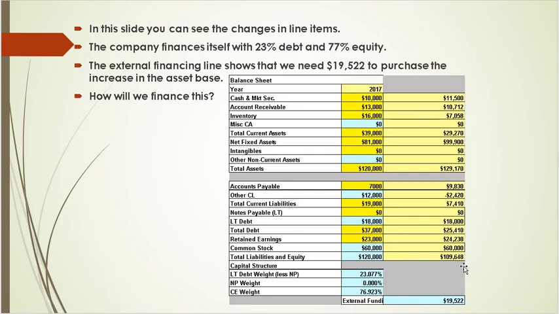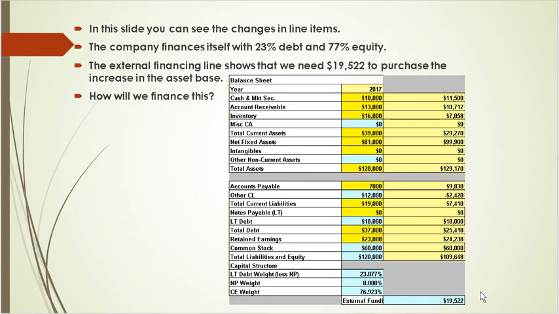And this is really one of the really nice things about this process. It tells us you need $129,000 worth of assets, but you only have $109,000. How are you going to get the other roughly $20,000? There's $19,522 that we need to gather. Now, what the company has done historically, in terms of its ratios and capital structure, is 23% long-term debt and almost 77% common equity.